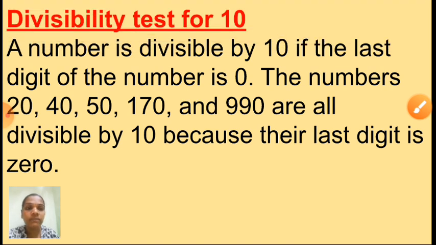A number is divisible by 10 if the last digit of the number is 0. No matter how many digits the number has, you just have to see the unit place number. If 0 is in the unit place, we can completely divide that number by 10.